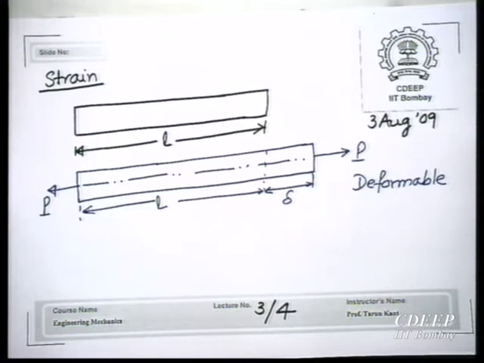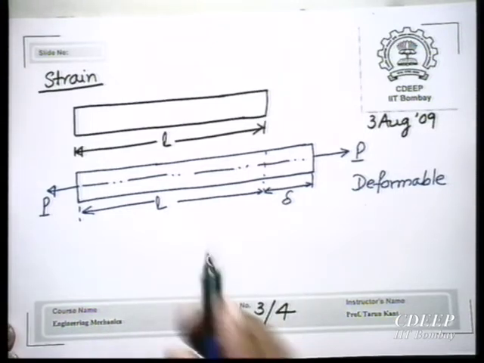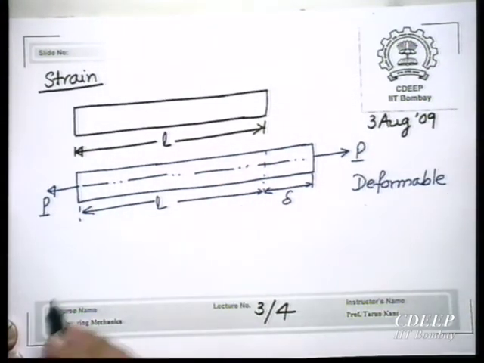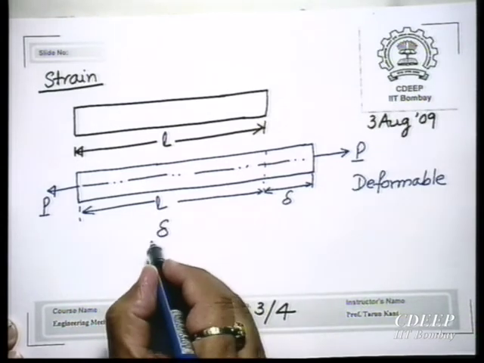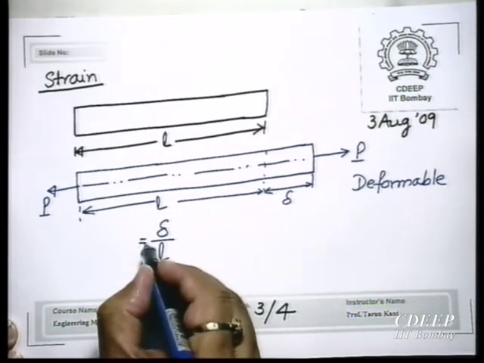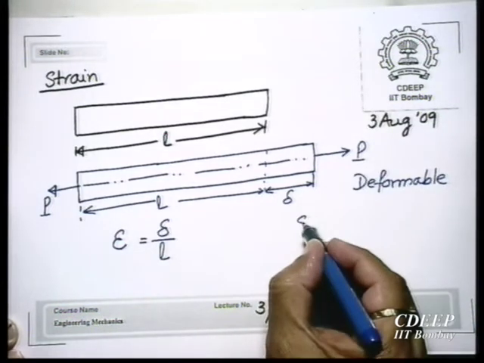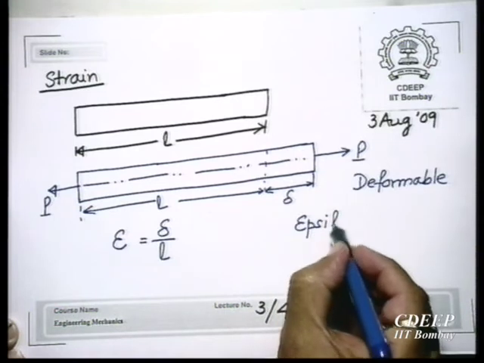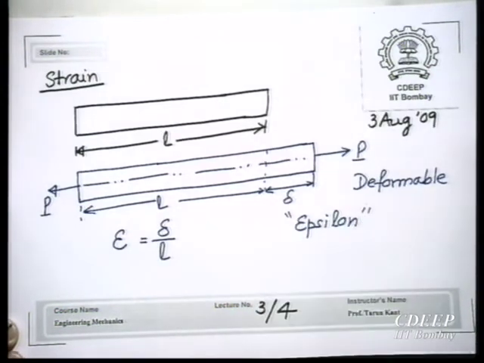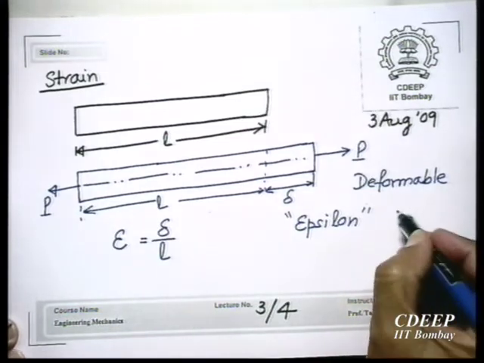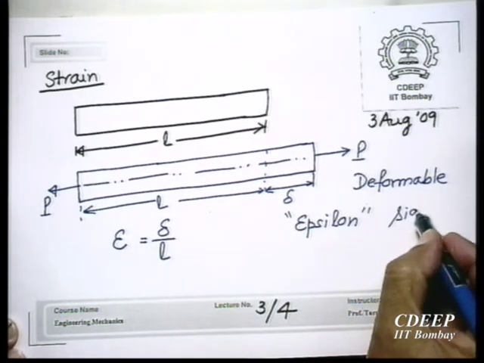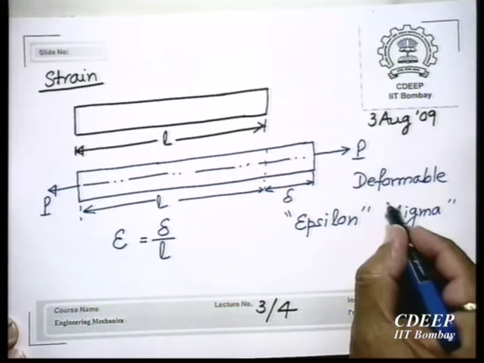like stress. In an average sense, to start with, we will define the strain within the body as the change in length divided by the original length, and we denote it by the symbol epsilon. It is a Greek letter, epsilon. And sigma, that again is a Greek letter.